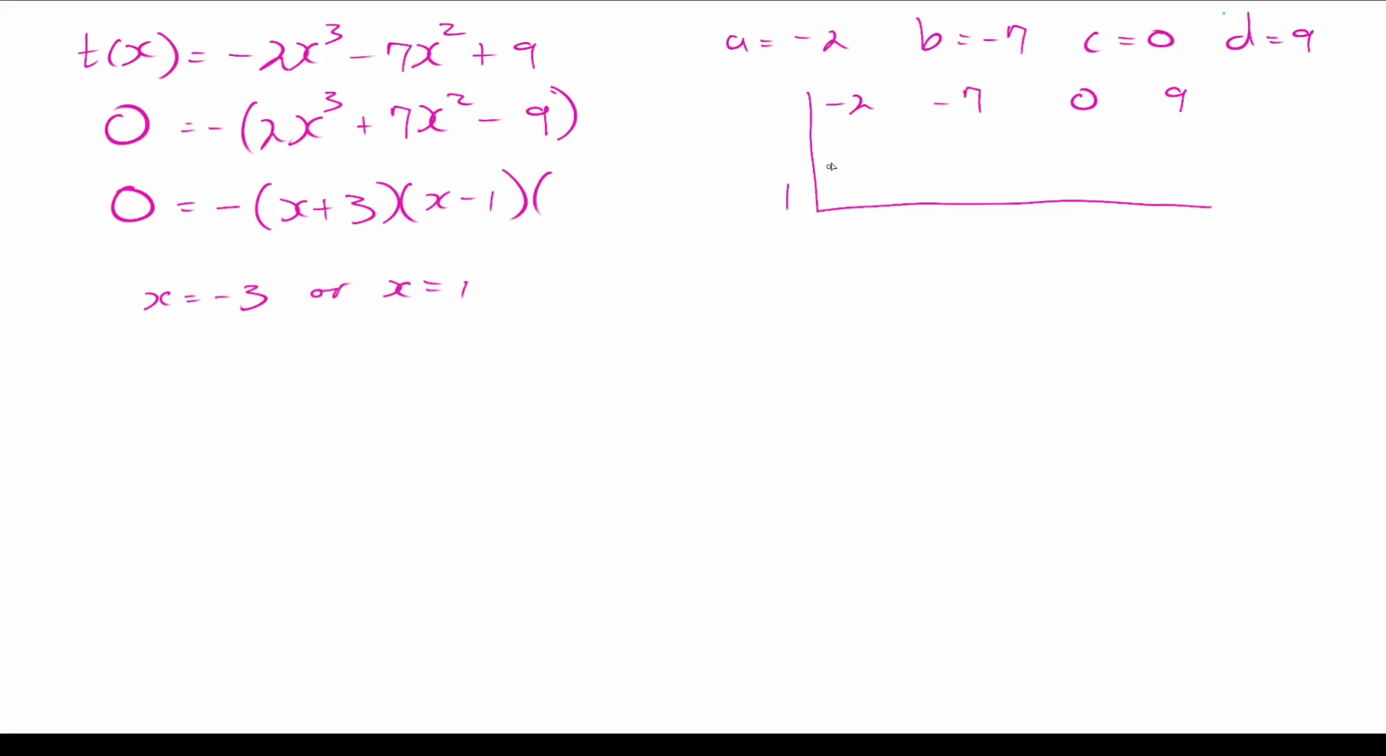Let's make it 1. It's easier. The negative 2 just drops. 1 times negative 2 gives negative 2. Negative 7 minus 2 is minus 9. 1 times that is minus 9. 0 minus 9 is just minus 9. And 1 times that gives me negative 9, which is 0. Yay! So we use this, guys. We're going to write that bracket. And this one is negative 2x squared minus 9x minus 9.